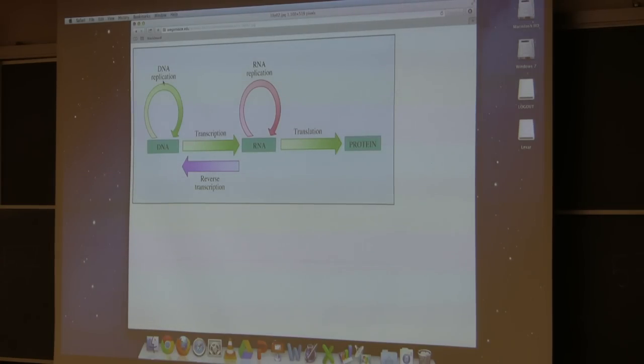By the 1970s, it became apparent that there were certain enzymes that could copy RNA and make DNA from RNA. Well, that seemed to be the reverse of everything we had thought of before, so instead of calling it transcription, which was going from left to right, they called it reverse transcription, which is going from right to left.